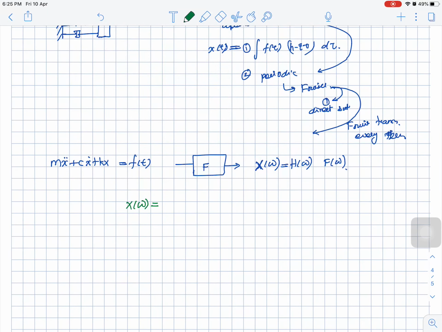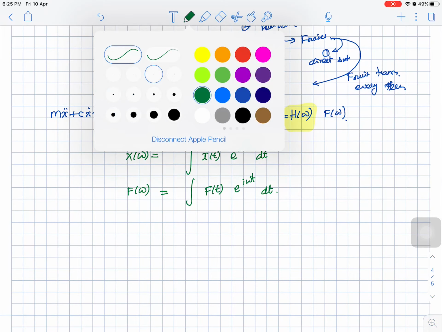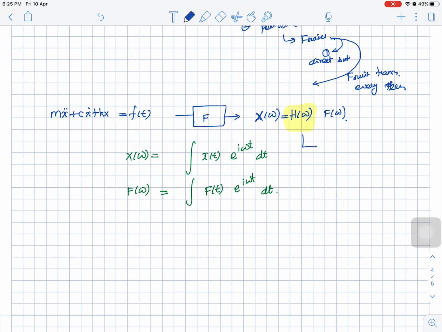is equivalent to 1 divided by 2 pi, integral of x of t e power minus i omega t dt. Similarly f of omega equals the integral of f of t e power minus i omega t dt. Now we don't know what this h of t is. So how to calculate this h of t? This h of t is independent of what? Independent of forcing, independent of force.